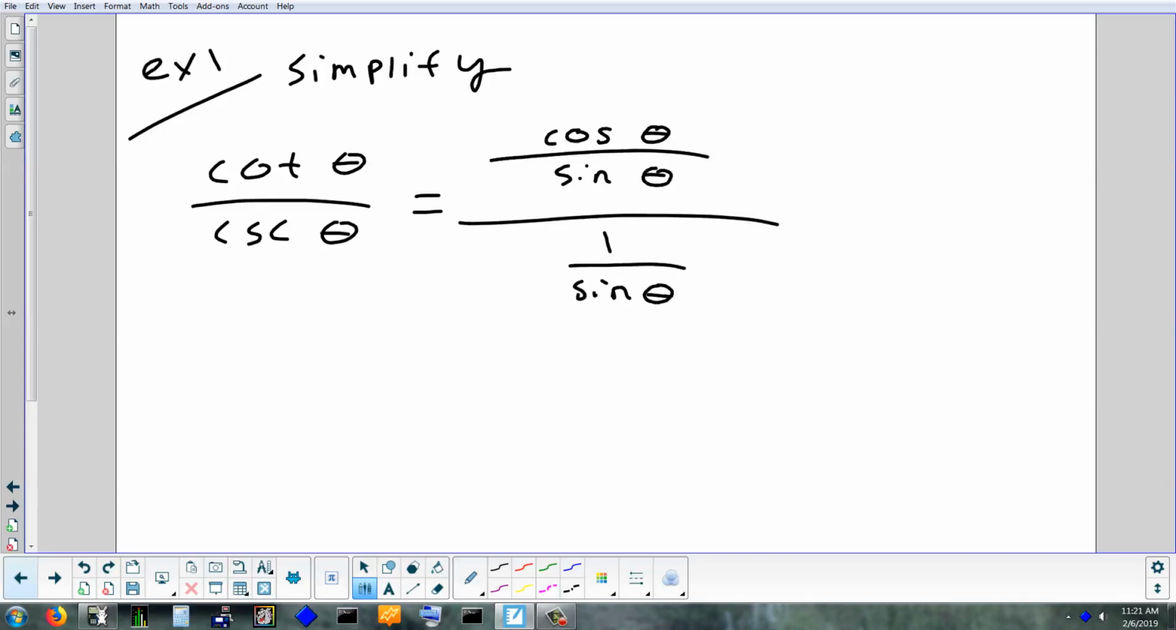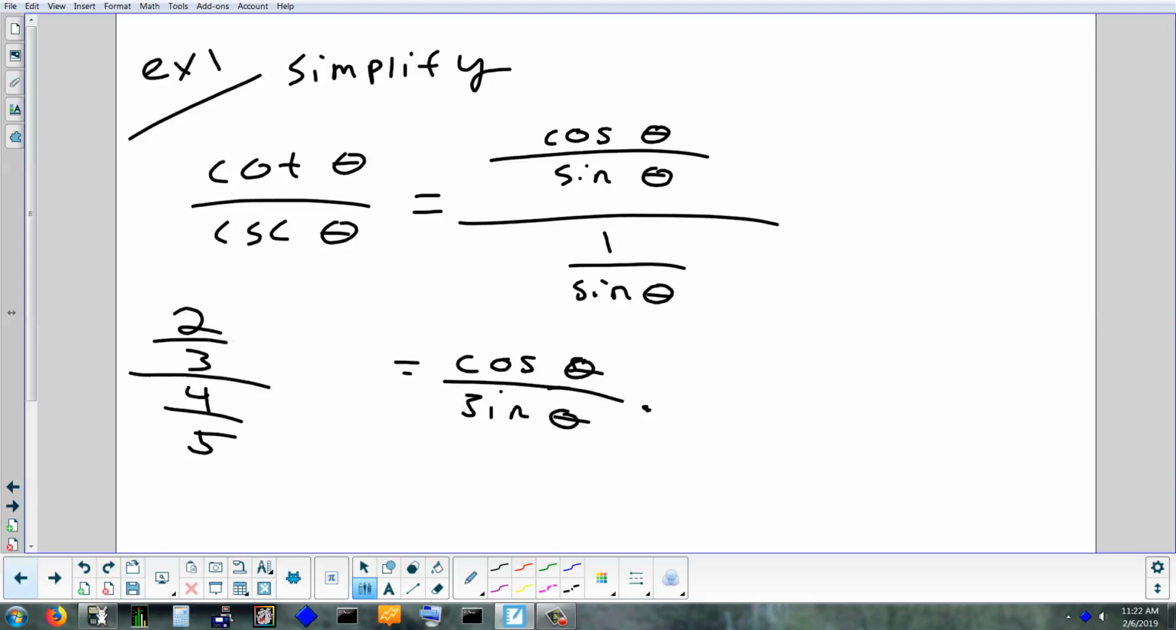Now, once we get it to this step, we treat that exactly like it was an arithmetic problem. If you had something like this, how would you divide a fraction by a fraction? What do you do? Multiply by the reciprocal. Right, you keep the top exactly the same. So that's what I did. We just copied down the top, cosine over sine. And now multiply by the reciprocal of what's in the bottom. So what's the reciprocal of 1 divided by sine? Just sine over 1, or just sine.